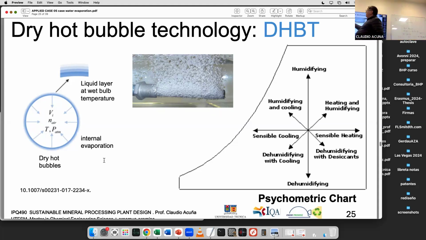So we introduce these air bubbles that you already know, in flotation, and since the air bubble is dry, it has a water layer around it that will evaporate internally. And then we remove the water. Since you have air, the air by natural buoyancy will float and take your water. And then you condense this hot air.